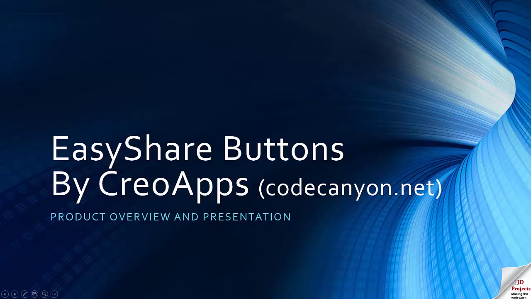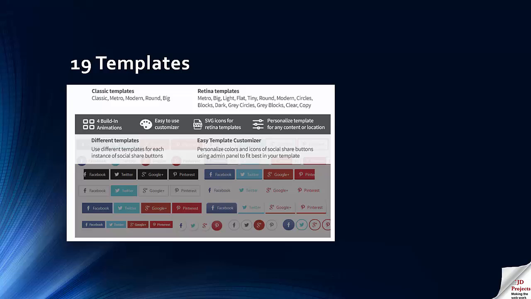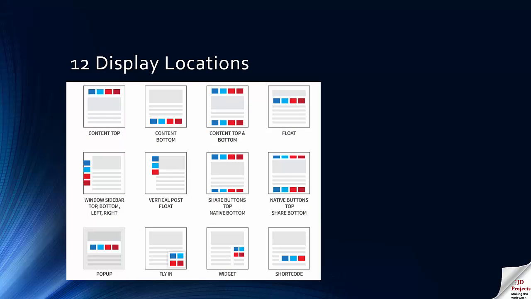This is the easyshare buttons WordPress plugin by Creo Apps, which is available on codecanyon.net. There are 19 different templates of buttons for you to choose from. You can put these buttons in 12 different display locations, the 12th one actually being via shortcode, which effectively means anywhere that the other 11 don't give you.